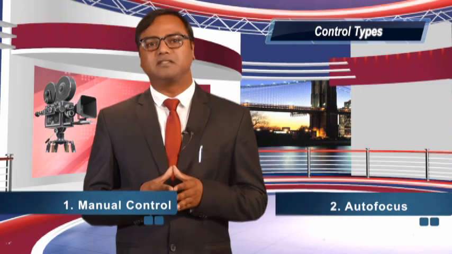One is manual and the other is autofocus, which is the setting in the camera that instructs the lens to focus on a subject. There are various types of autofocus, that is single AF, continuous AF, multi-area autofocus. Then the second option is manual focusing.